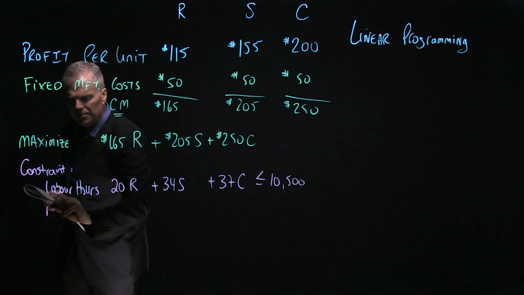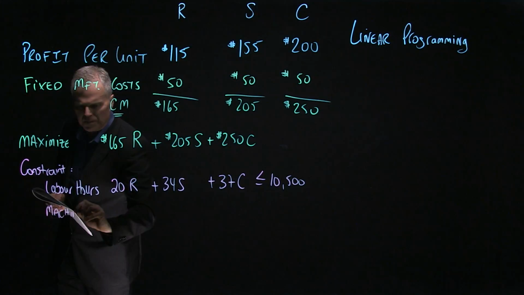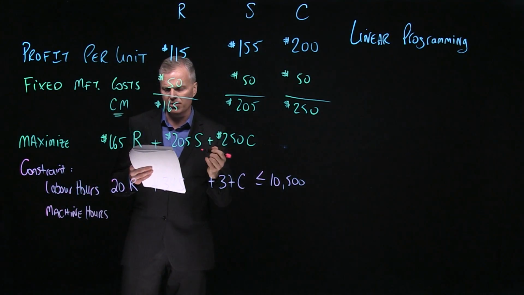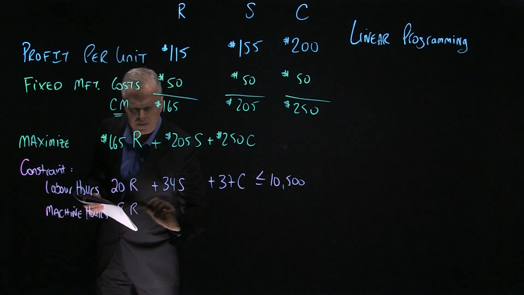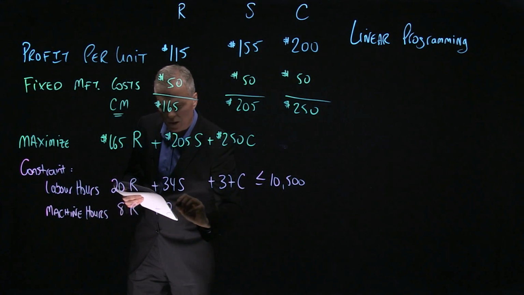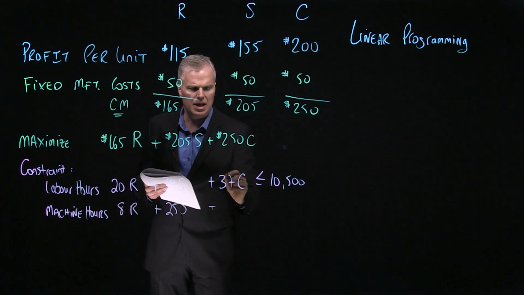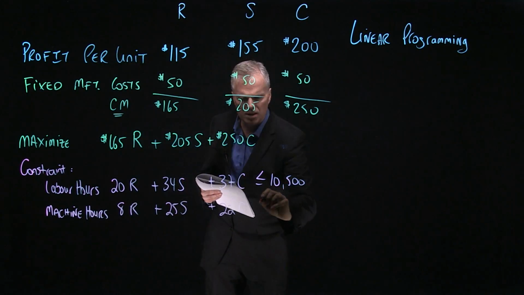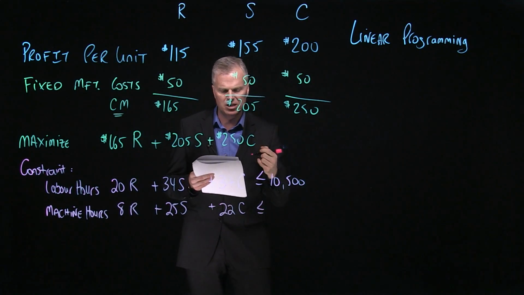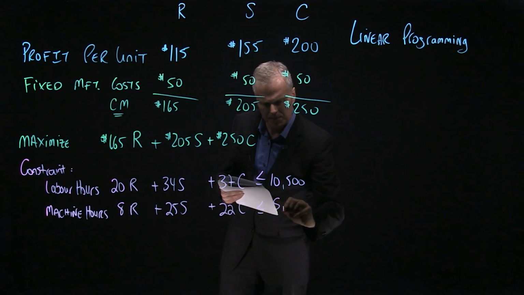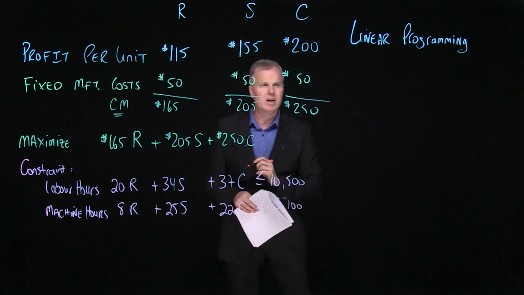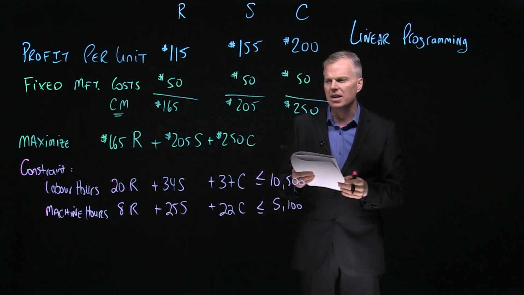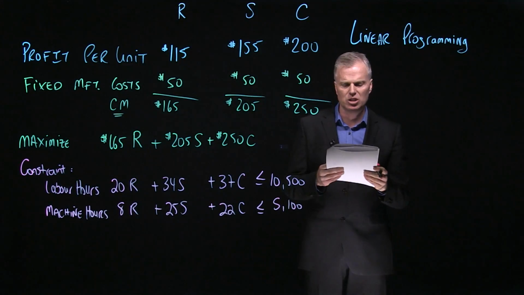The next constraint is machine hours. Again, reading the question very carefully, we have 8R plus 25S plus 22C. And again, this is subject to less than or equal to 5,100 hours. So we're progressing. We're actually almost there. The next type of constraint that we have to take a look at is the volume. How much can we actually produce?